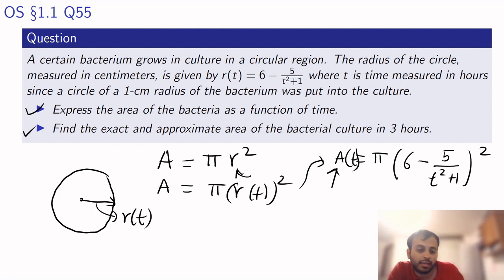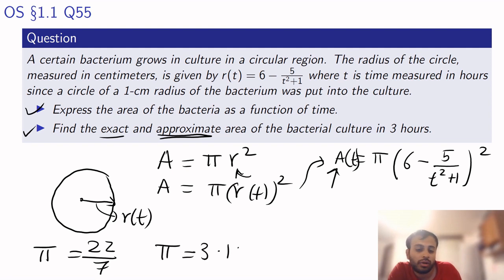Now let's go to the second question. Find the exact and approximate area of the bacterial culture in 3 hours. The difference between exact and approximate area basically comes from the value of pi which you are taking. If you take the value of pi to be 22 by 7, then it's an exact value. But a lot of times we are just good with the approximate value of pi, which is 3.14.